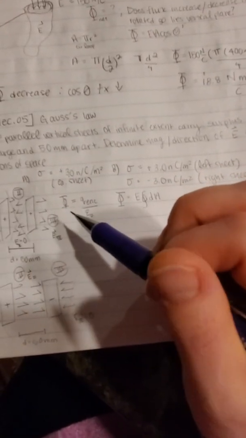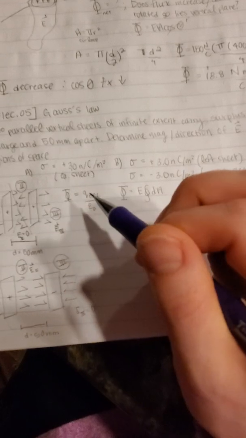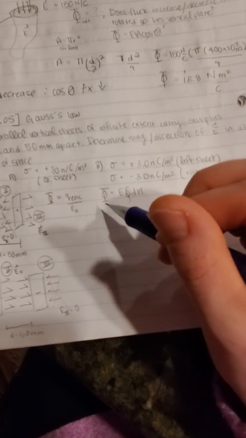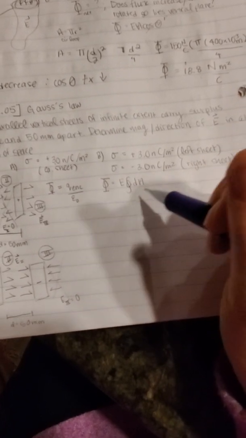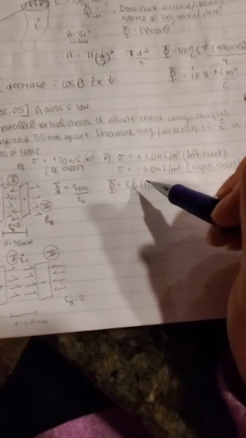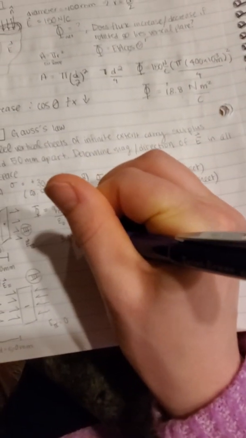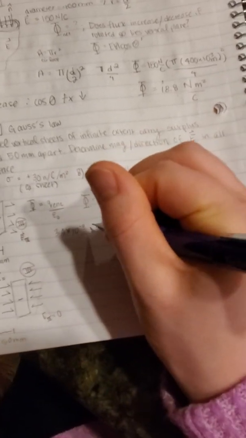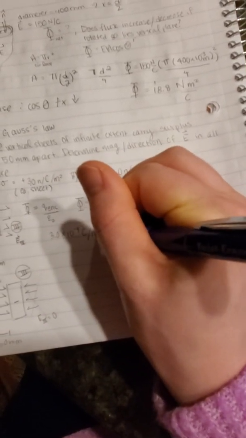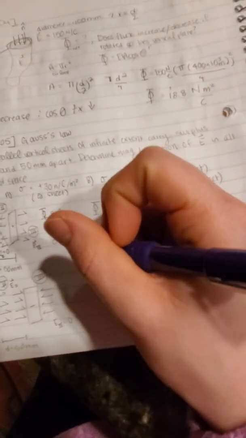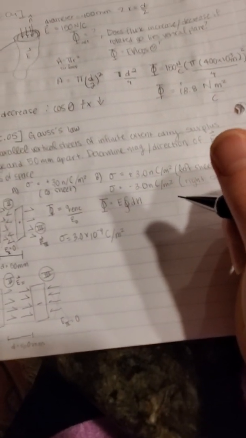So we know that the electric flux has the equation of charge enclosed divided by epsilon naught, and we also know that the electric flux is equal to this equation here, if needed. We will see. And so what I can do here is I know 3.0 times 10 to the negative 9 coulombs per meter squared is our surface charge density. Wow, I'm having a hard time saying that.